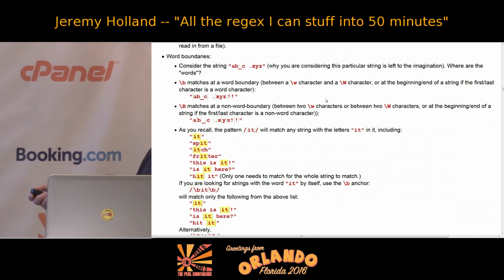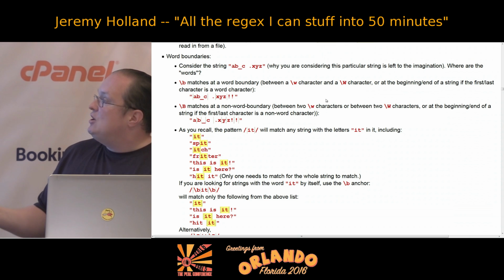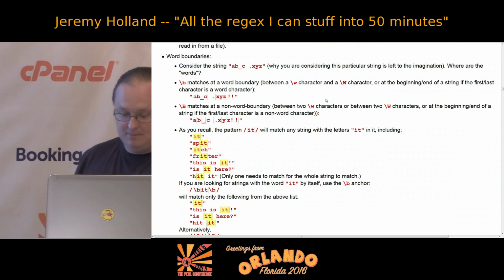So the pattern "it" will match any string with it in it, including all of these. But if you're looking for strings which contain the word "it" by itself, you have to put the word boundary characters before and after it. And now it will only match these strings which have the "it" as a separate word.